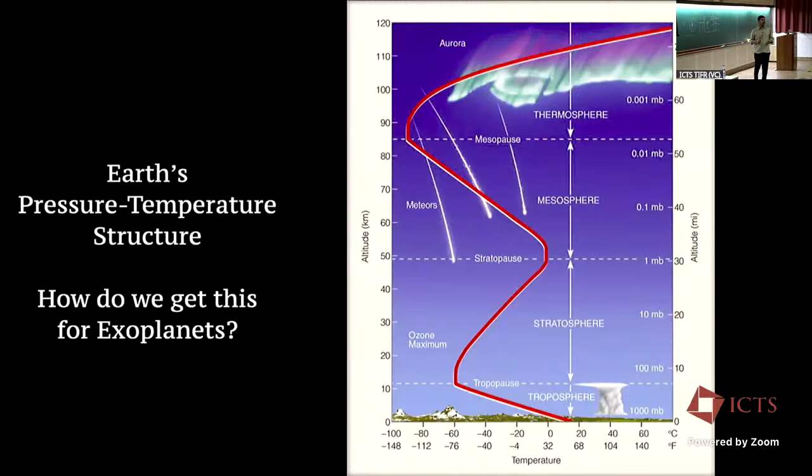But how do we model the planet from first principles? For example, if you want to compute a transmission spectrum or emission spectrum of the planet, we need to assume a pressure temperature structure of the planet. So where will that come from in the first place? How will we get that? Any guesses? Anyone can answer.